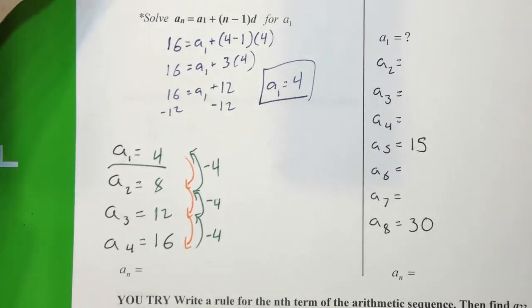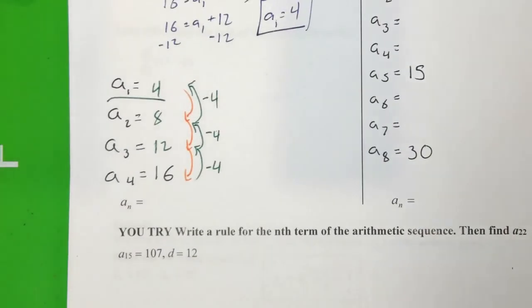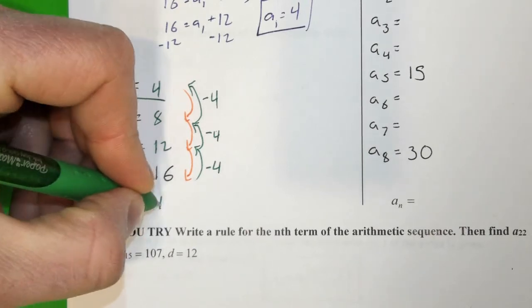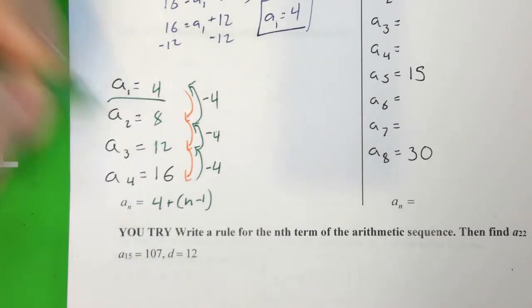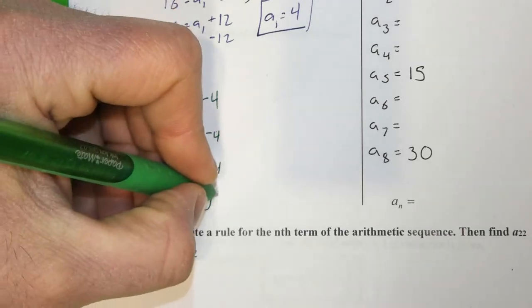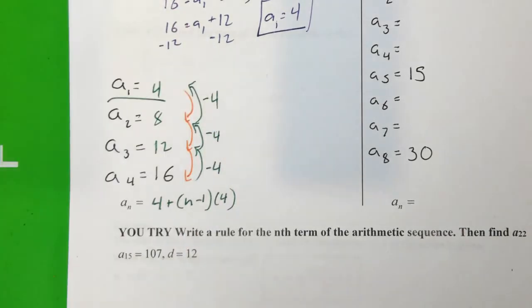Now that we have a first term and a difference, we should be able to write out our rule. Everything was 4s, remember? So that means our first term is a 4. We'll leave our n minus 1 the same, and our difference is also 4. So there's your rule.